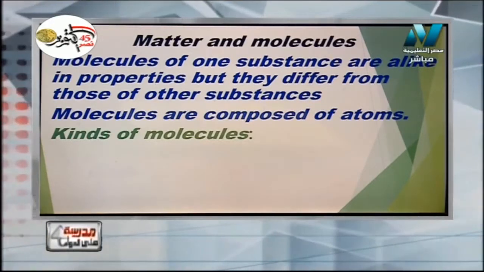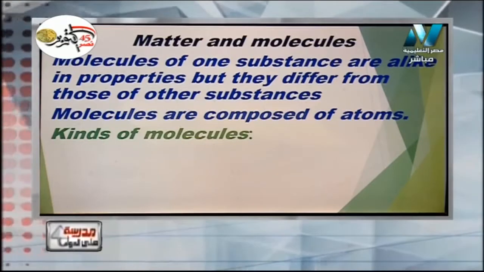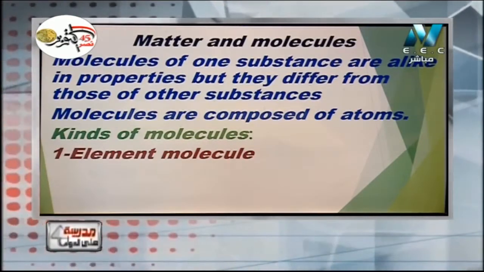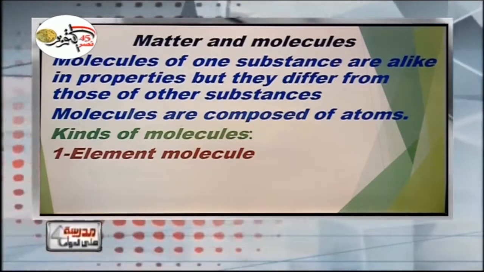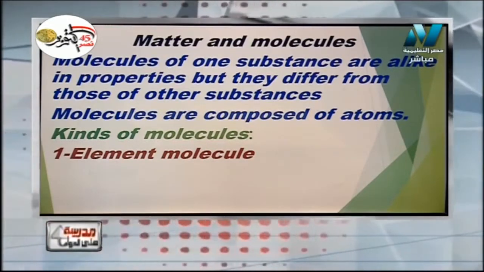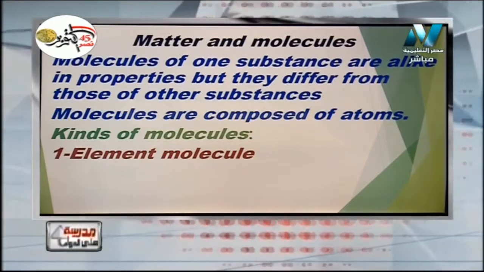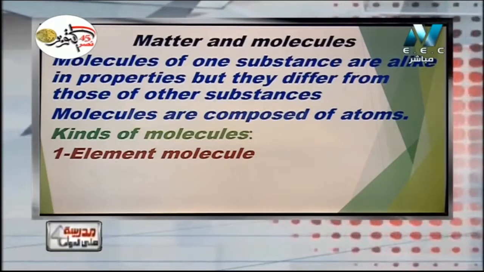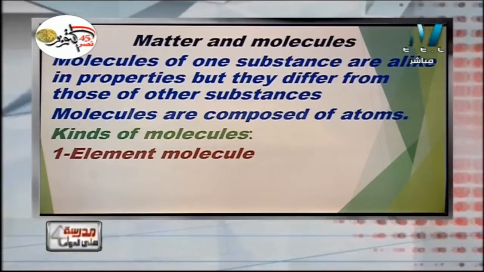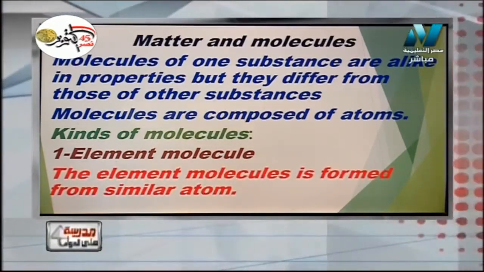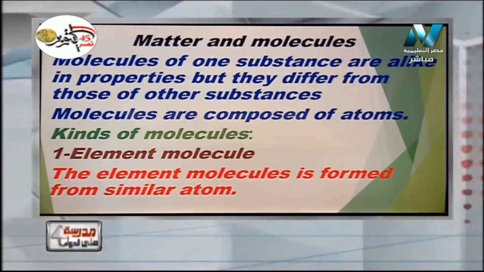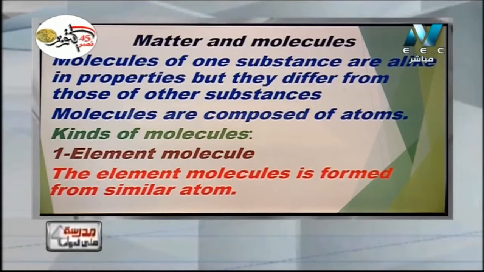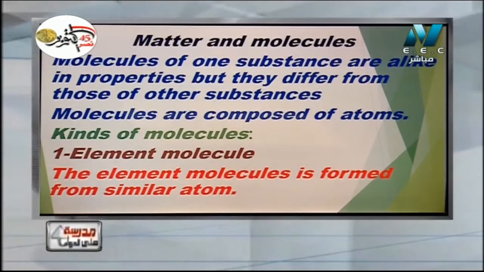What are the kinds of molecules, my dear students? We have many kinds of molecules. Number one, we have element molecule. Number two, compound molecule. What are the differences between element molecule and compound molecule? The element molecule is formed from similar atoms. Similar atoms. As if you look with me now.